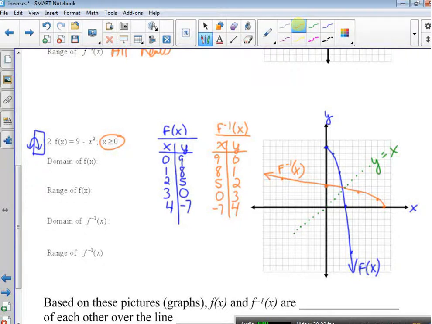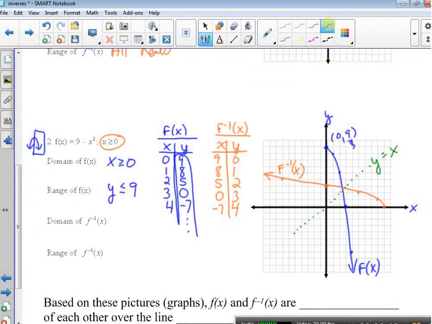It looks like it. The domain of f of x was x is greater than or equal to 0. They told us that. Then when you look at the range, you have to look at what your largest y-coordinate is. And I believe that it's 0, 9. And if you look at your table of values, they are all smaller than 9. So the range is y is less than or equal to 9.